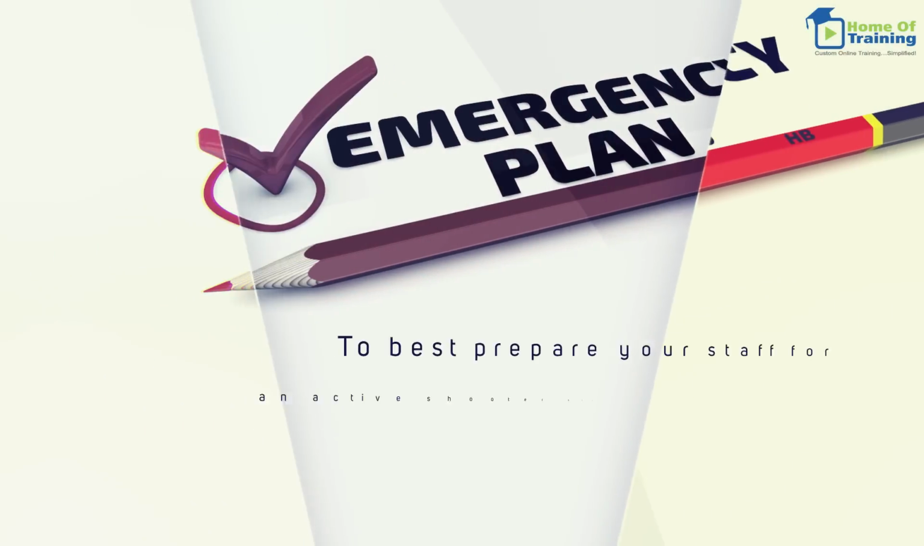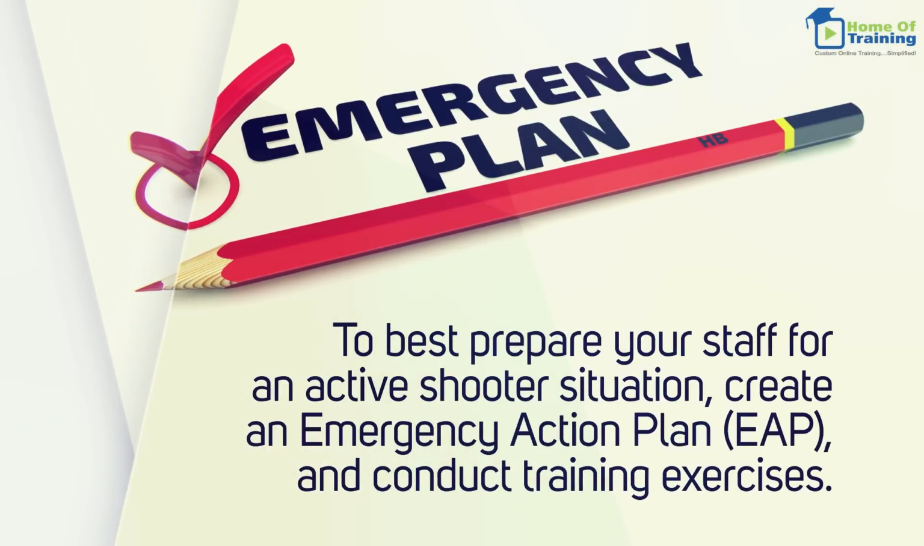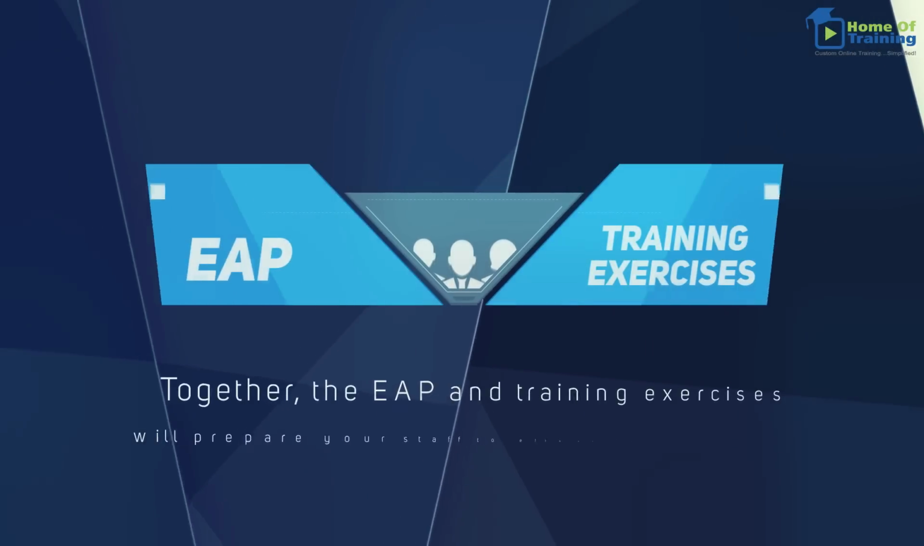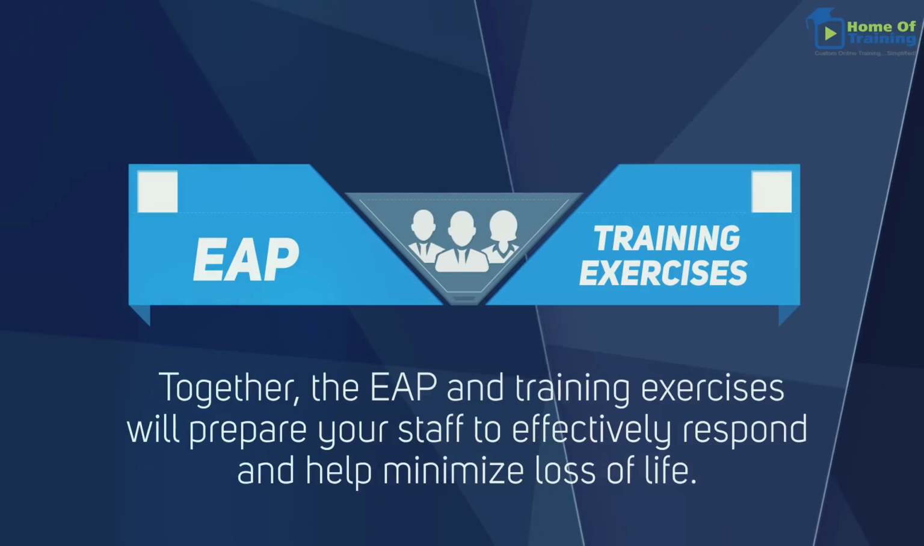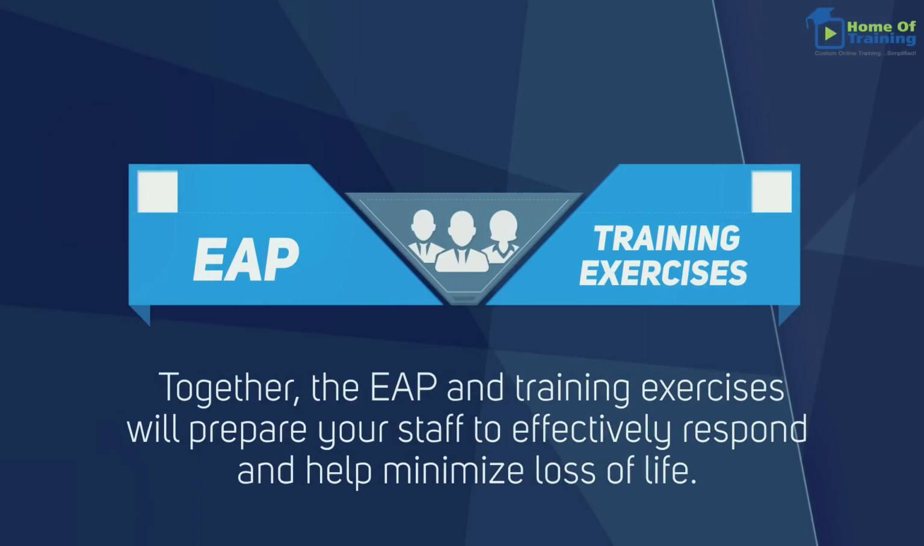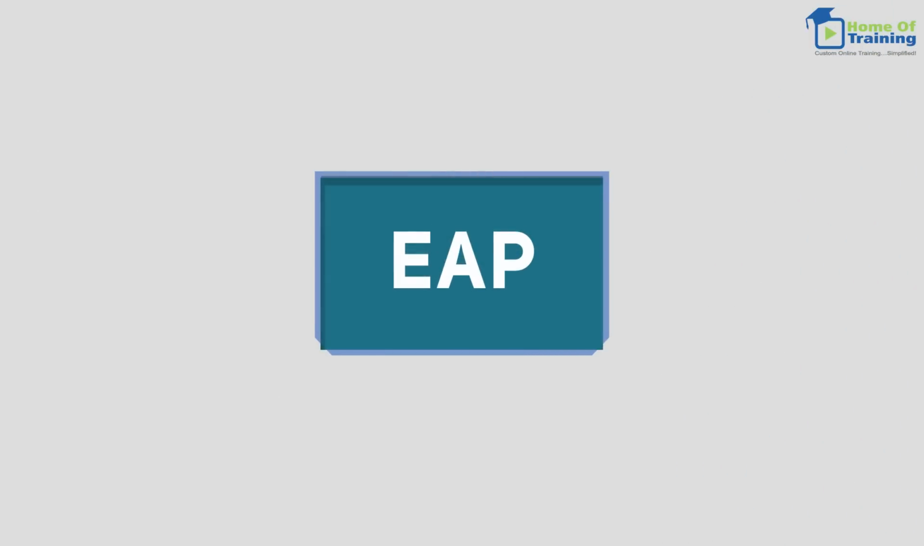Manager section. Training your staff for an active shooter situation. To best prepare your staff for an active shooter situation, create an Emergency Action Plan (EAP) and conduct training exercises. Together, the EAP and training exercises will prepare your staff to effectively respond and help minimize loss of life. Components of an Emergency Action Plan (EAP).